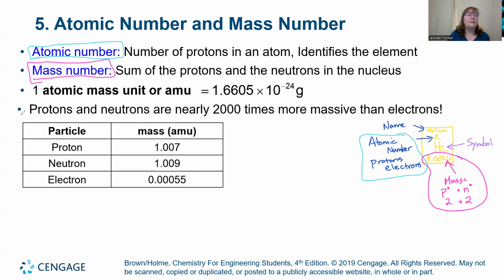Okay. And let me make that a little bit clearer. Here's that atomic number right here. Okay. All right. So now let's take a look at the conversion. The conversion between an atomic mass unit, or an AMU, is: 1 atomic mass unit is equal to 1.6605 times 10 to the negative 24th grams.